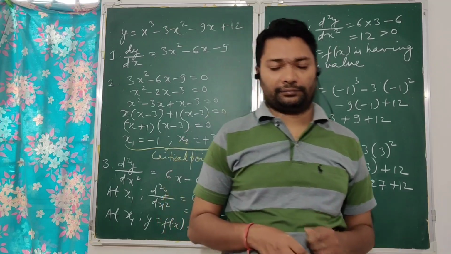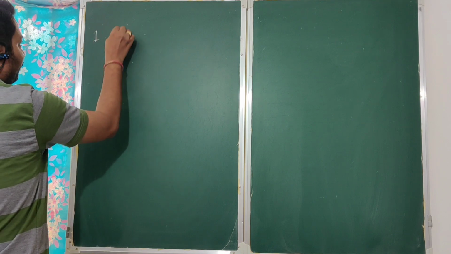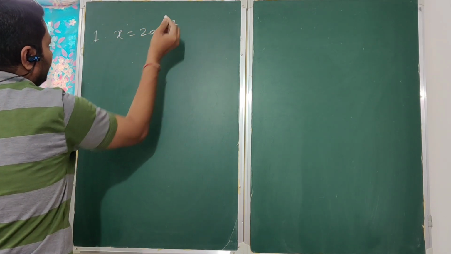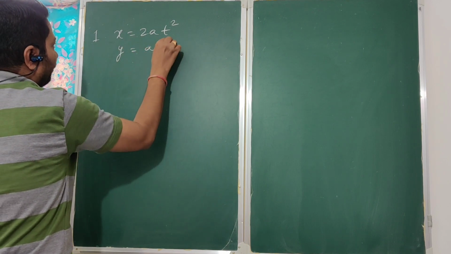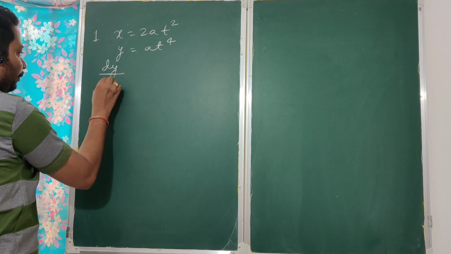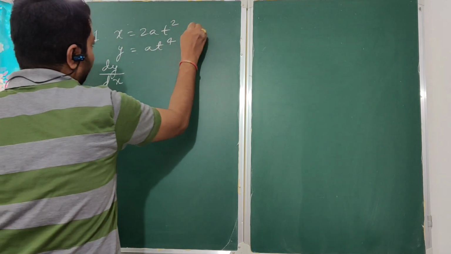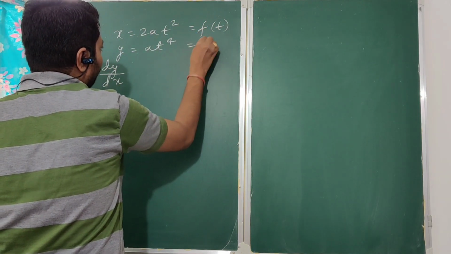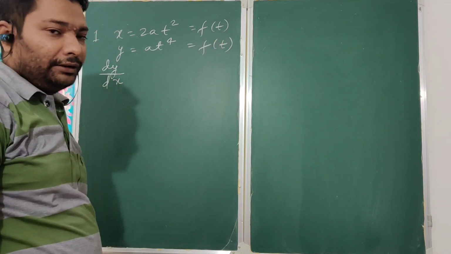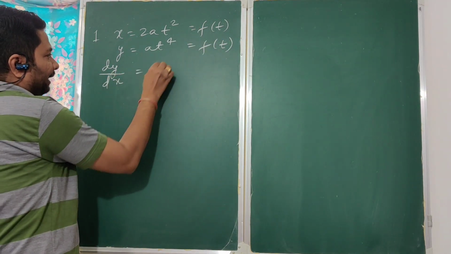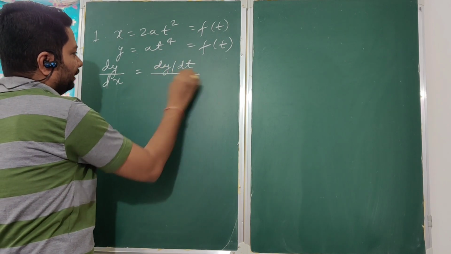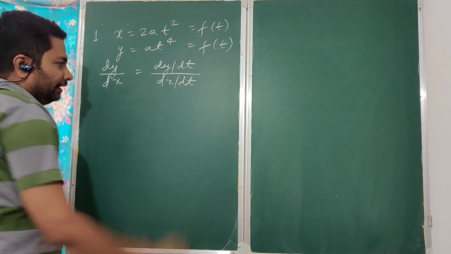value of the function. Okay, so let's now try to do a few questions based on differentiation. Simple differentiation. So let us take the first one. Let us say we have x equal to 2a t square and y is equal to a t to the power of 4, and they are asking us to find out dy by dx. Then how do you do it? Now see, x is a function of t here, y is also a function of t. So here the functions are in parametric form. So we can write dy by dx as equal to dy by dt over dx by dt.